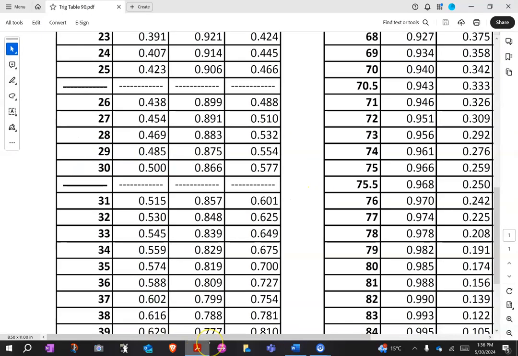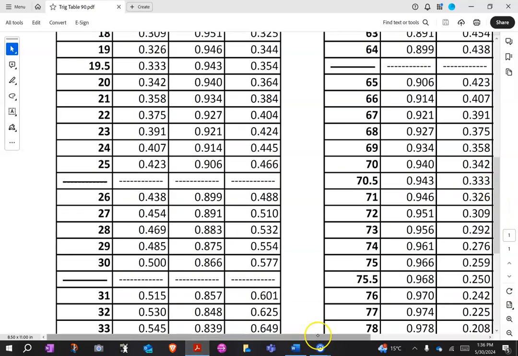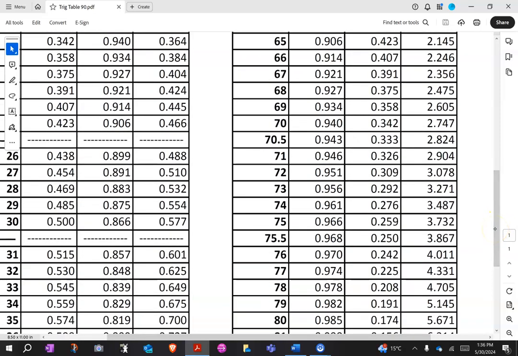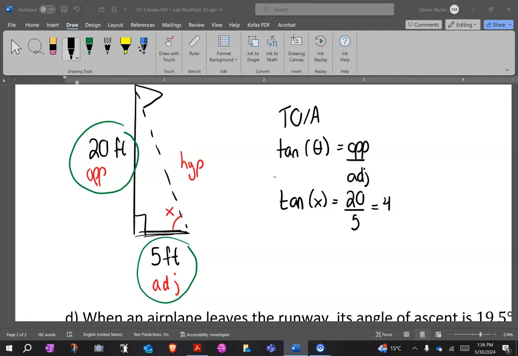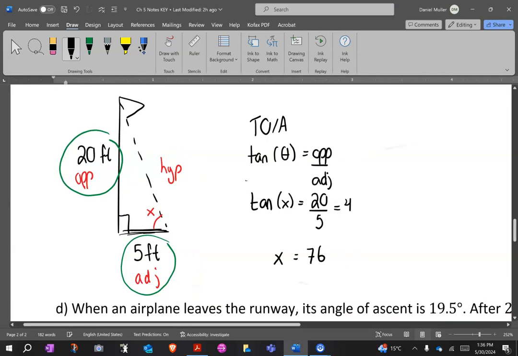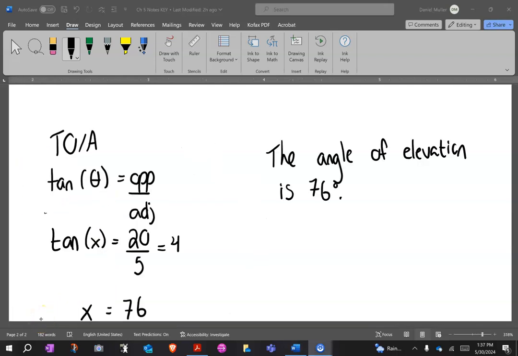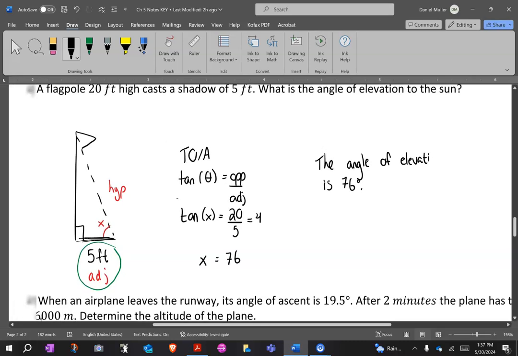So let's look back here. Where's tan 4? So it looks like 4.001 is the closest, 76. So I'm going to say the angle x is 76. So we'll need to put that into a sentence. The angle of elevation is 76 degrees.